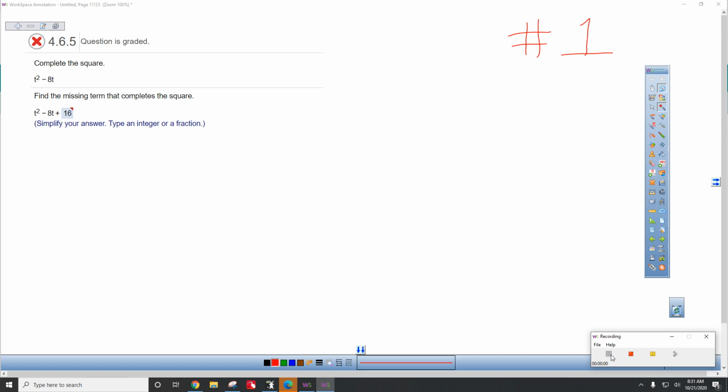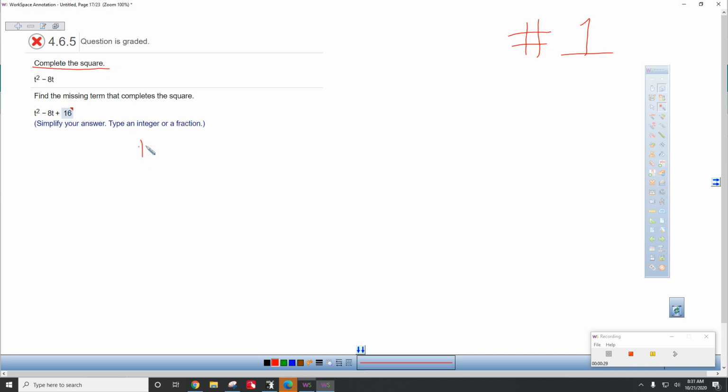A little help with number one here from your Unit 4 formative assessment, completing the square. You don't exactly know what you're doing yet. It'll become more important later on in the year when we focus on conics. It can also help us in this chapter a little bit, but with the graphing calculator, it becomes not as important.